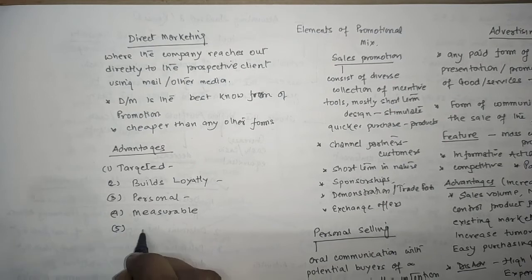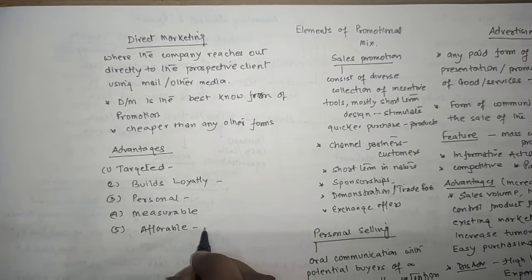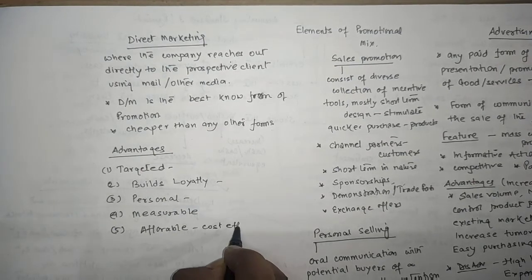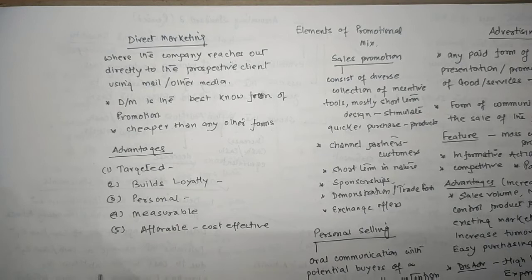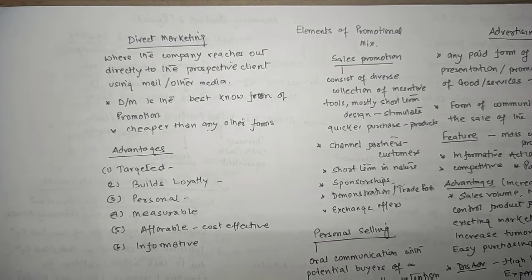Number 5, it is affordable. Some direct marketing campaigns like card marketing and email marketing are very cost effective. Affordable means cost effective. And the last one is it is informative. Direct marketing campaigns deliver detailed information on your products and services.